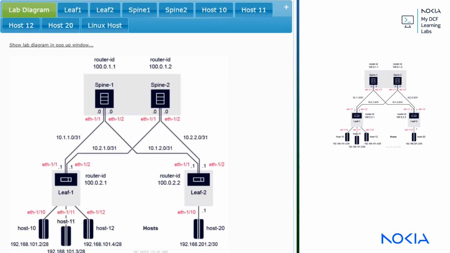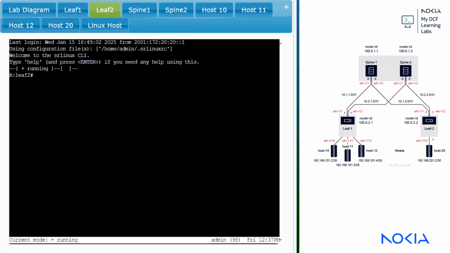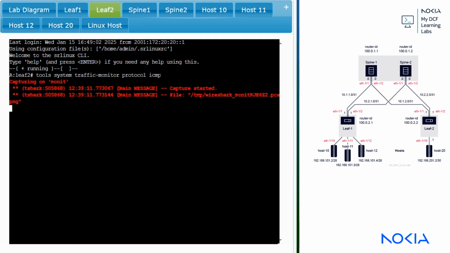Okay, let's explore the capture filter in our lab. First, we use the traffic monitoring tool to detect ping packets between host 10 and host 20. Let's go on leaf 2 and run the traffic monitor command. We will specify the ICMP protocol as match criteria. The command runs in the foreground, snooping traffic on all interfaces and looking for ICMP packets.